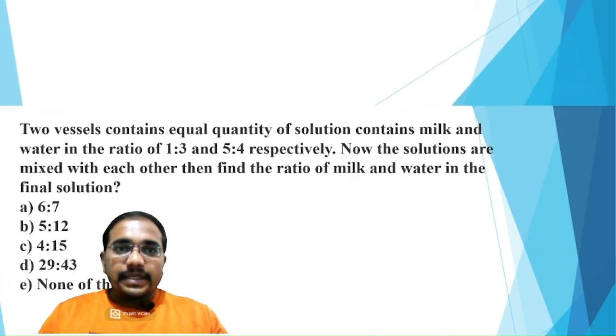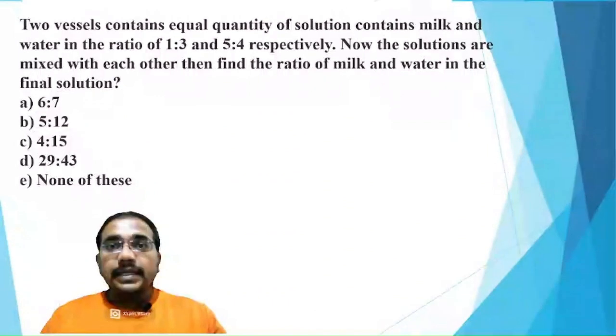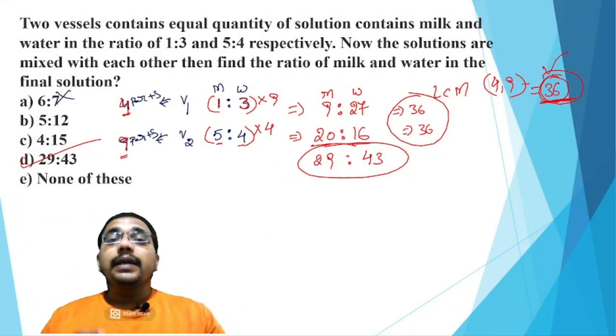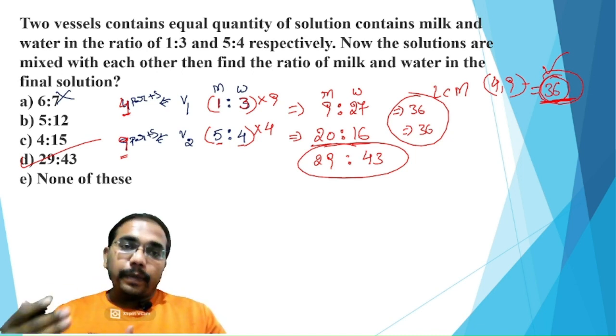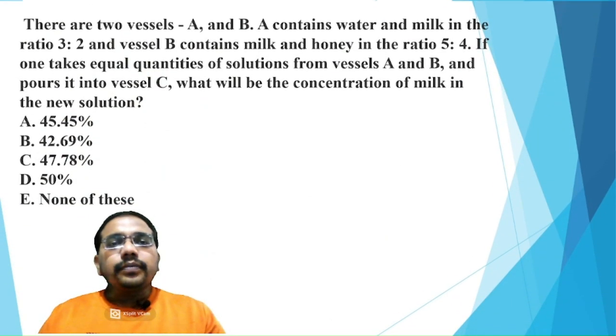In the first case, vessels contain equal volumes. But in the second case, vessels are not containing equal volumes. In that case, what we have to do? We have to make the volumes the same by multiplying with some value. Clear? Let's see the next question.